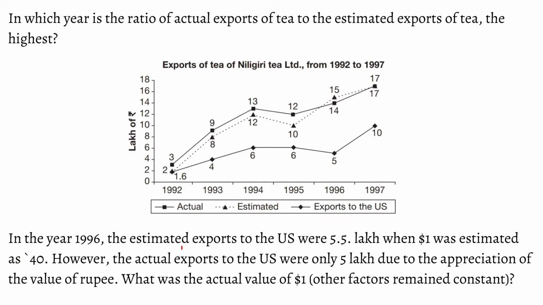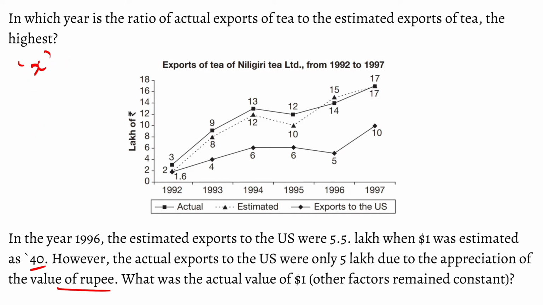In the year 1996, the estimated exports to the US were 5.5 lakhs when $1 was estimated as rupees 40. However, the actual exports to the US were only 5 lakhs due to the appreciation of the value of rupee. Alright. So what was the actual value of $1 when other factors are remained constant? If we observe here, we do not know the value of $1. So let us assume it to be X. Let the value of $1 be X rupees.